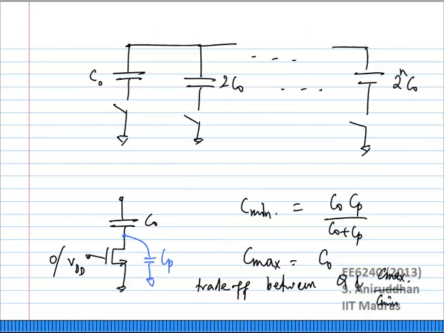Therefore, what you are going to do is you are going to get a small portion which is going to be continuously tunable using a varactor, but the larger portion of the capacitor is going to be a fixed capacitance with switches in series.